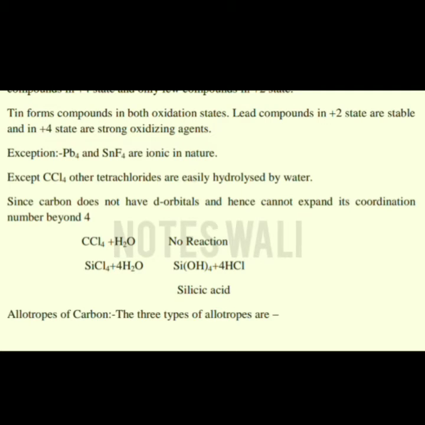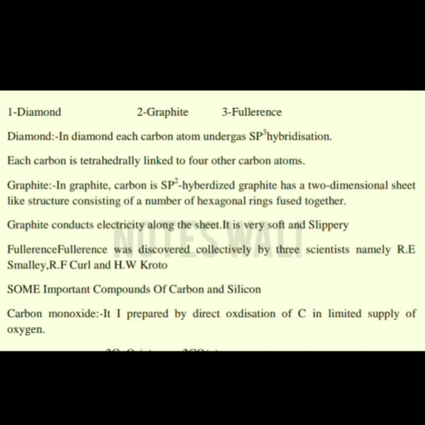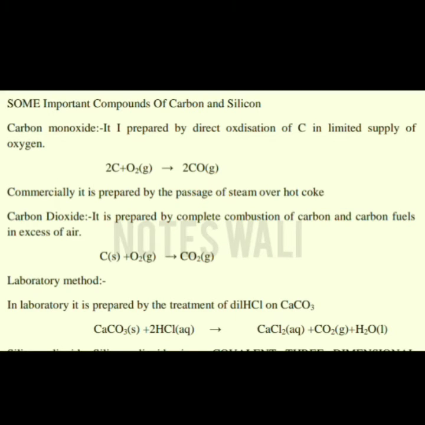Carbon has 3 types of allotropes that we have already studied in class 10, that are graphite, diamond and Buckminster fullerene. You all know their physical properties very well, so we need not discuss them here. Next, we come to some important compounds of carbon and silicon.